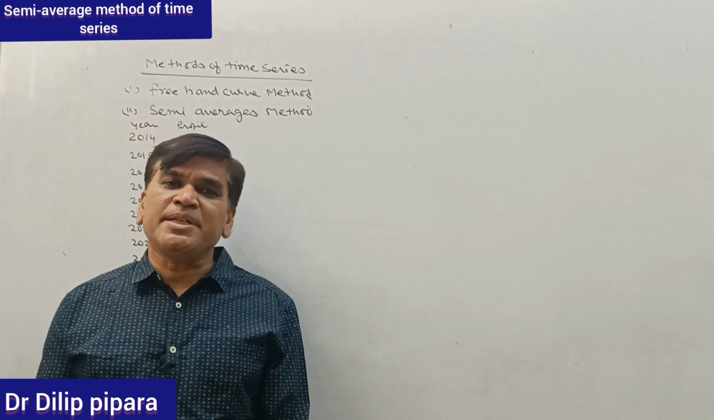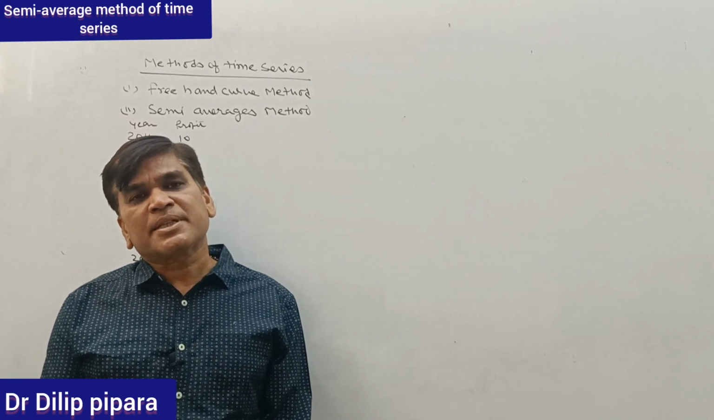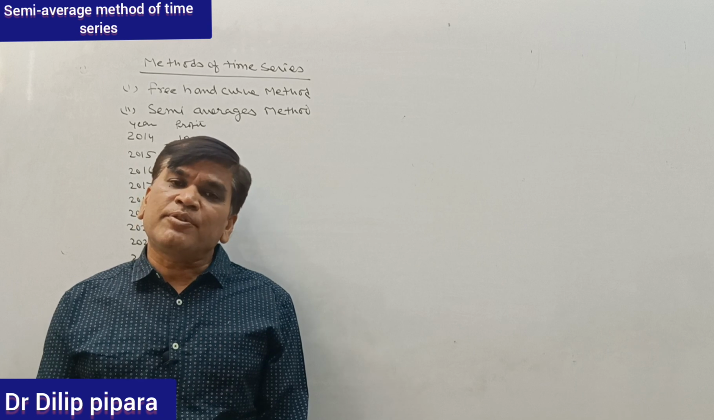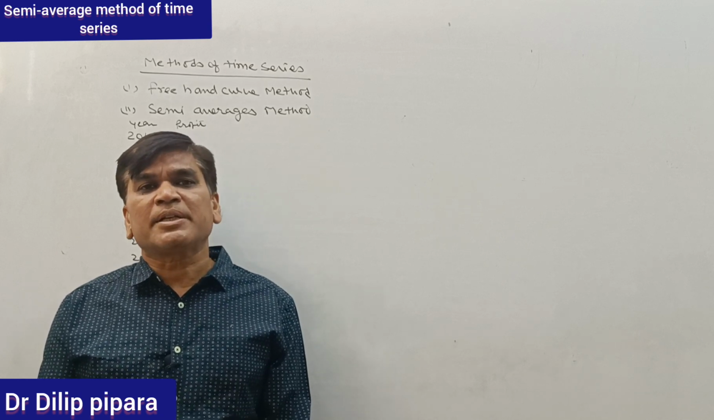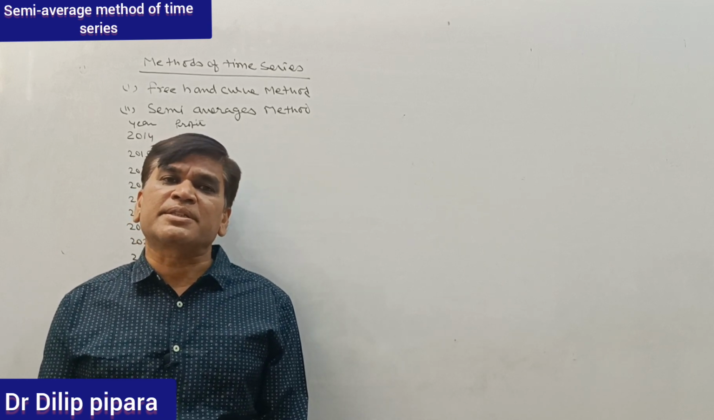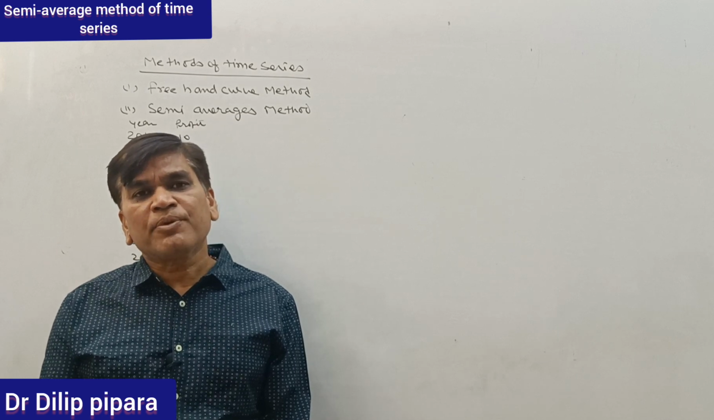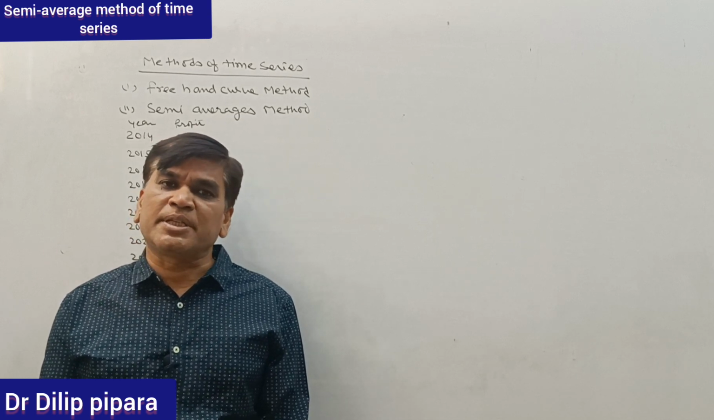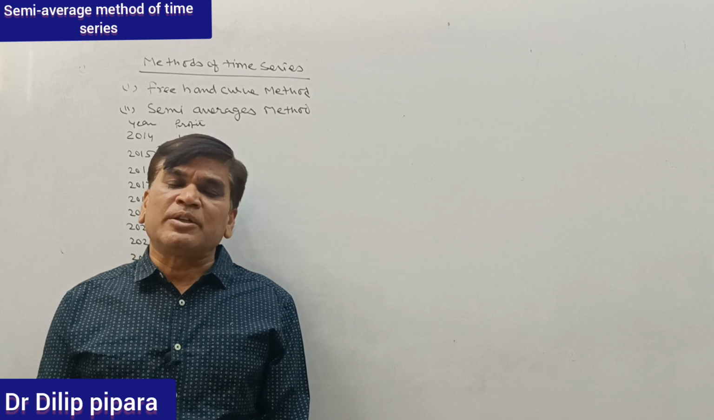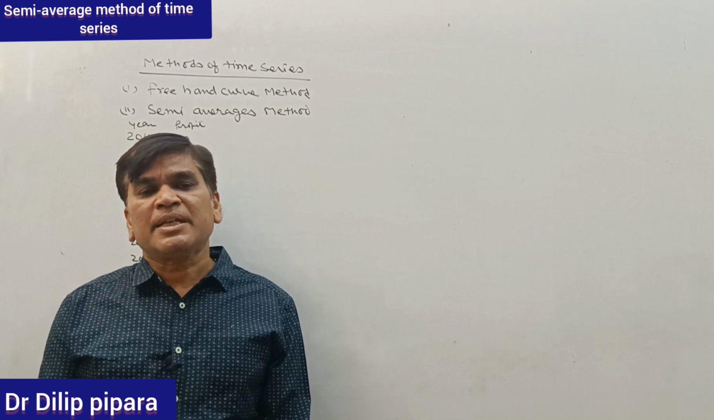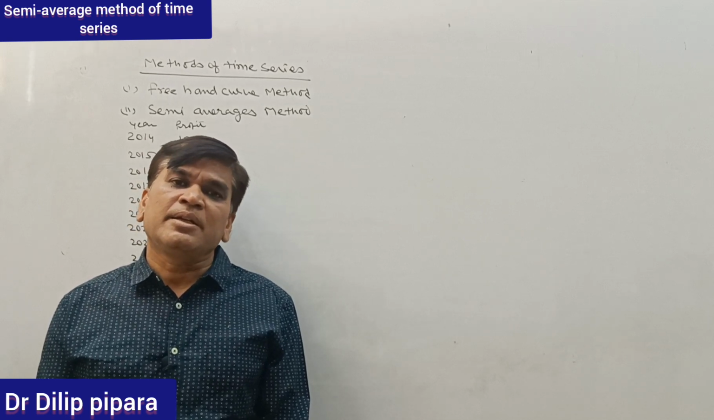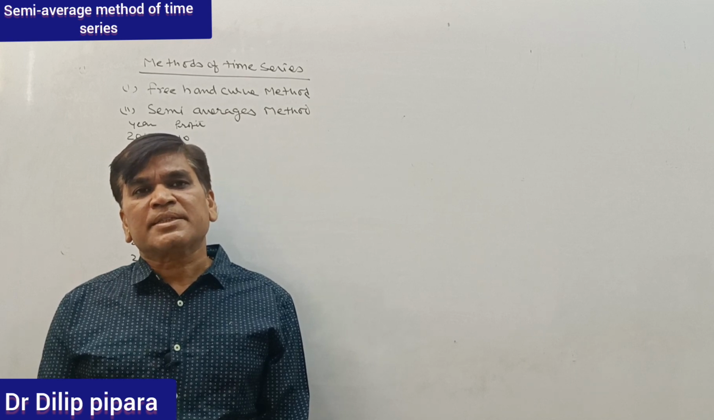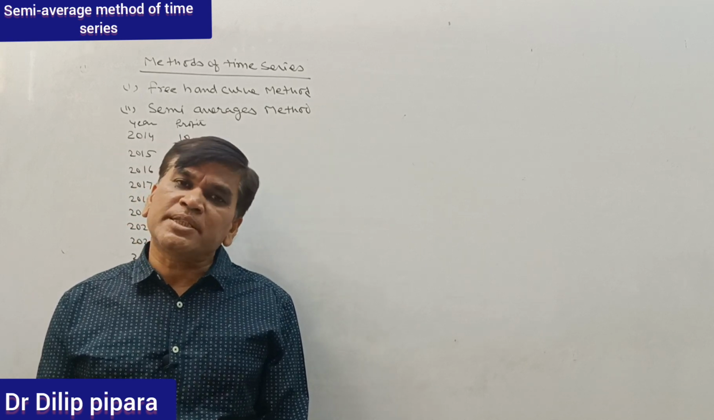From the time series chapter, we have discussed what a time series is and what the main components of the time series are. In that video we discussed that there are mainly 4 components of the time series: long term trend, seasonal, cyclic and irregular. In today's video, we will discuss the methods to measure the time series.